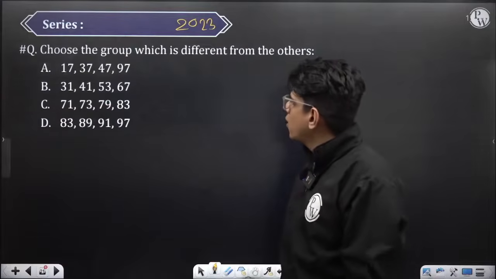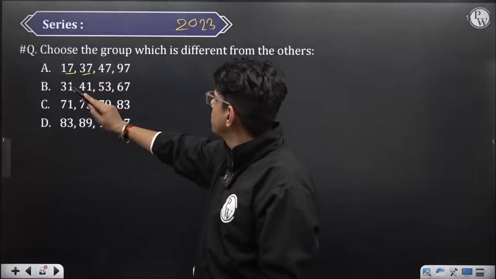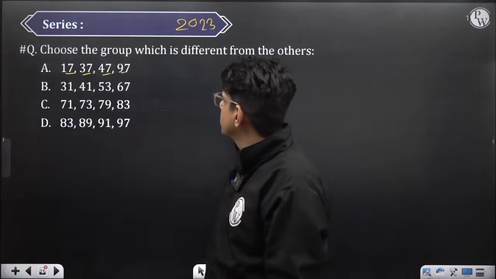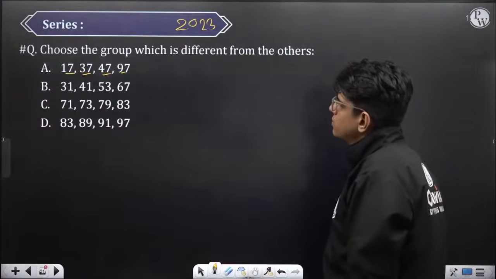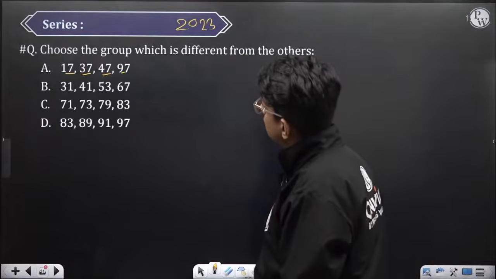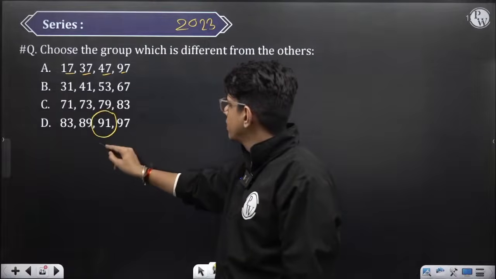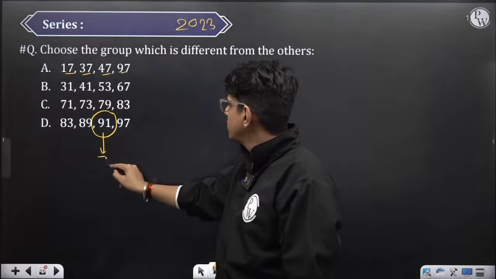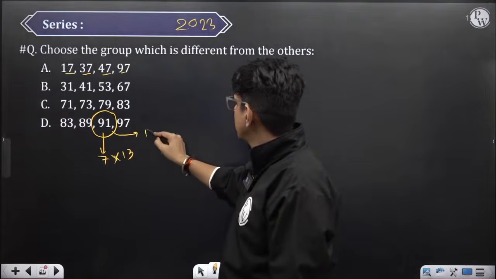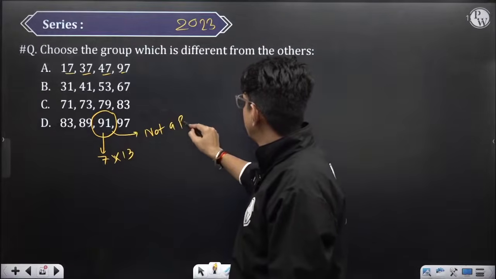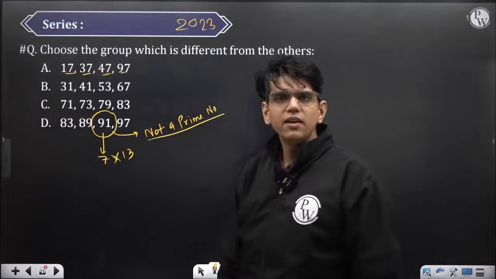Now, if we see, 17 prime number, 37 prime number, 47 prime number, 97 prime number, 31 prime number, 41 prime number, 53 prime number, 67 prime number. All these numbers are prime numbers. But I can see 91. 91 is divisible by 7, 7 into 13. 91 is not a prime number. So this series will be odd.